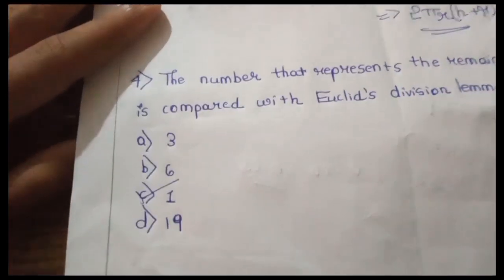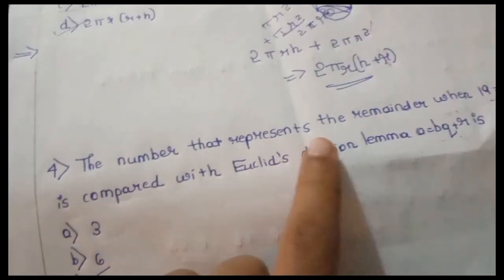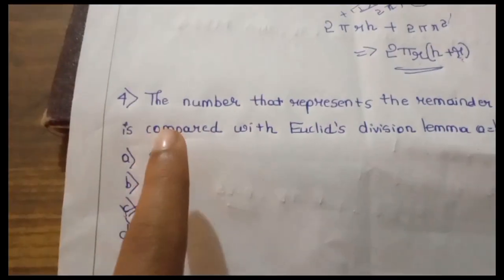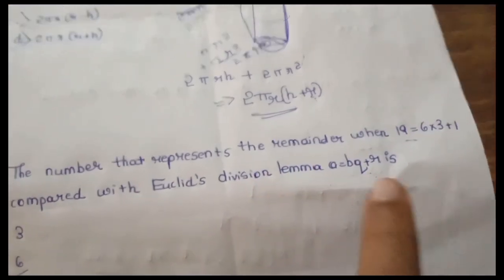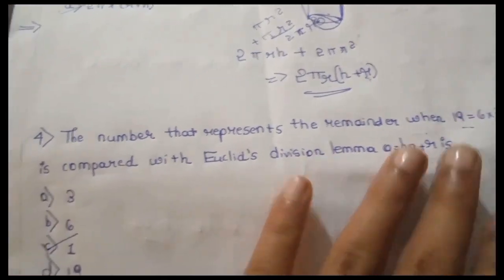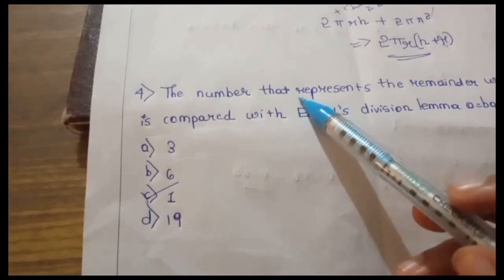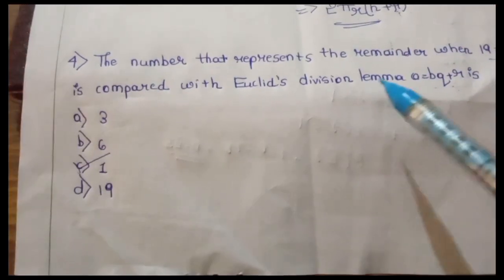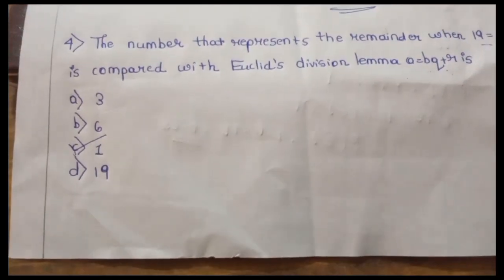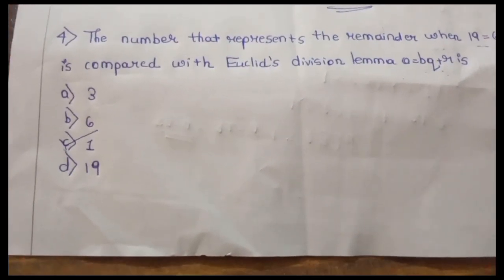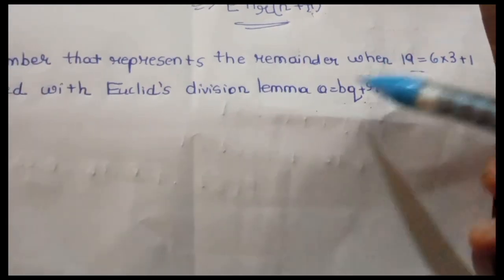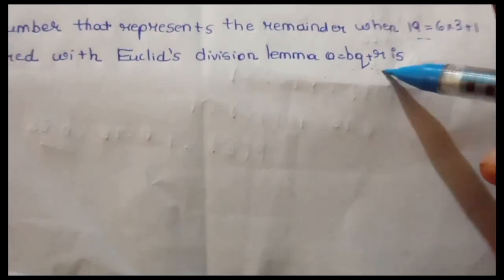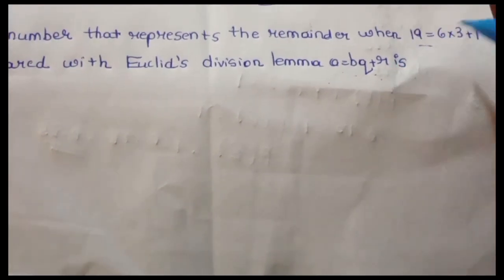So here goes the next question, which says the number that represents the remainder when 19 equal to 6 into 3 plus 1 is compared with Euclid's division lemma a equal to bq plus r is. So the question says we have to compare this number with Euclid's division lemma, that is a equal to bq plus r. As it is told to compare, we can just compare. So here in the place of a it is 19, in the place of b it is 6, in the place of q it is 3, and in the place of r it is 1.